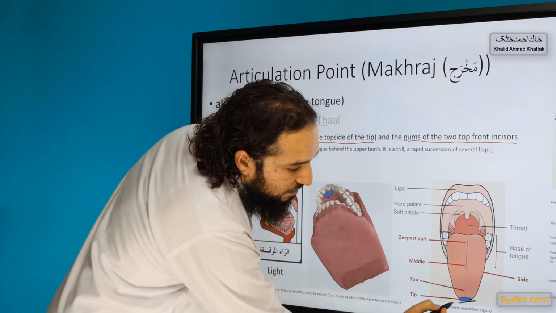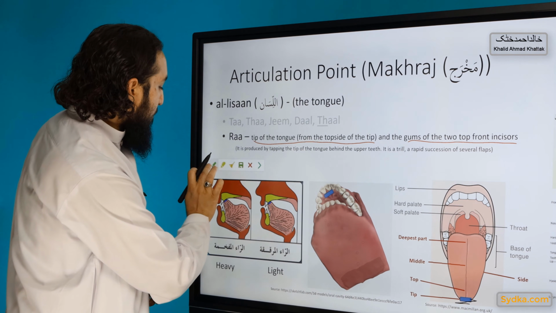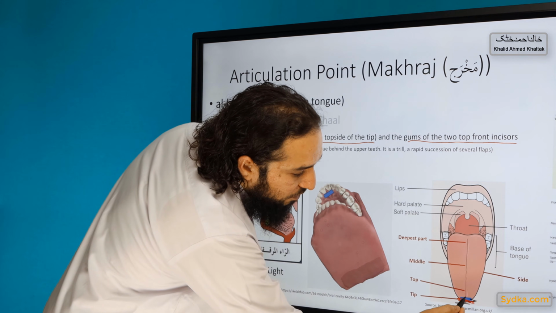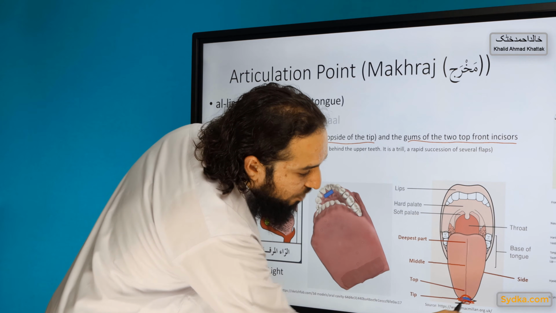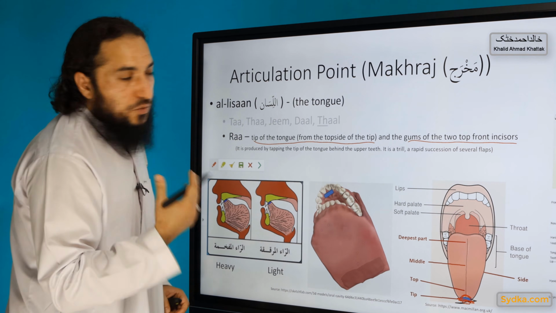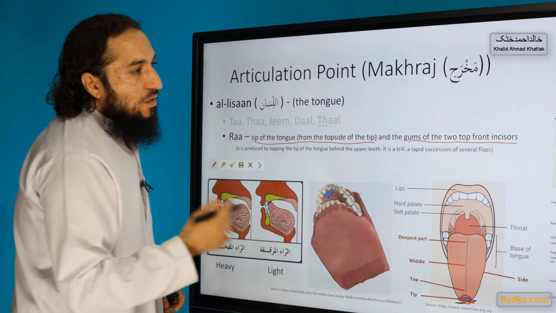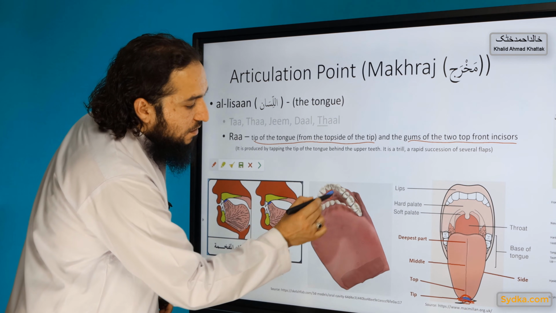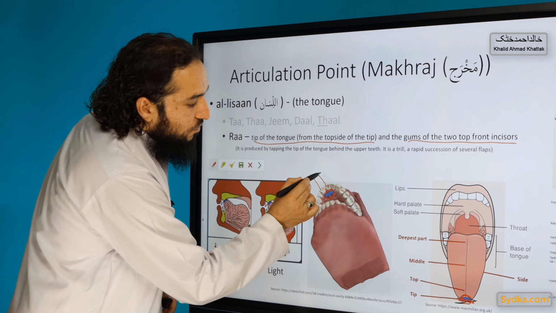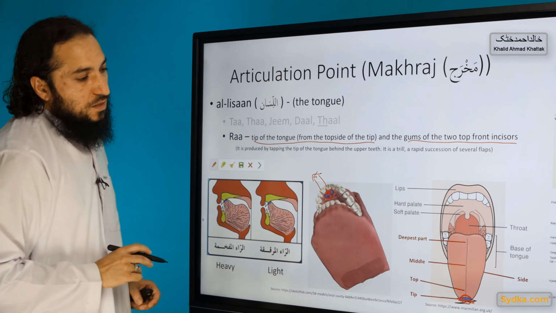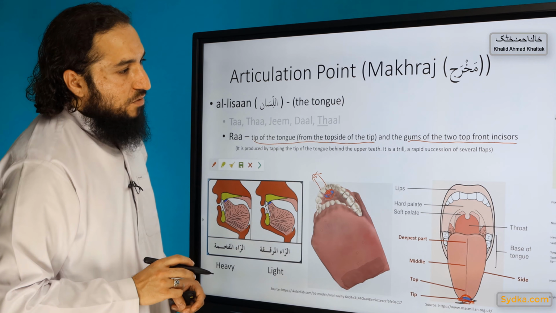So again, this is the tip of the tongue, but we will be using the top side of the tip of the tongue, and that will be touching, when we're reciting the ra, the gums of these top 2 incisors. Okay, this place, that's the ra articulation point.